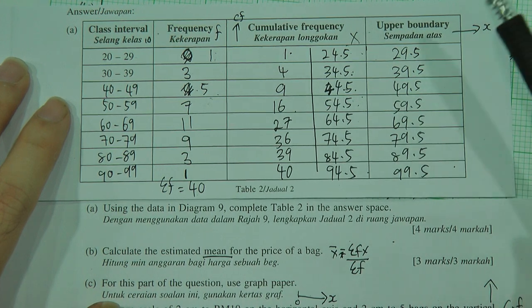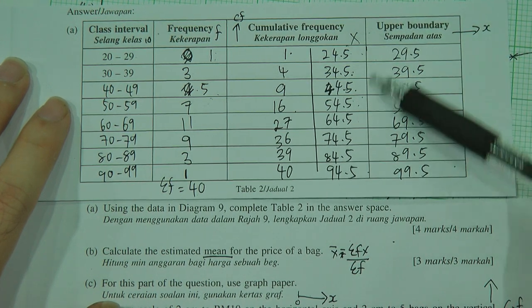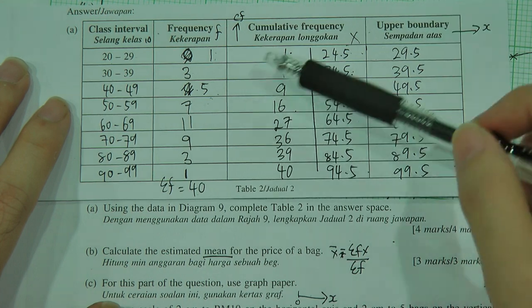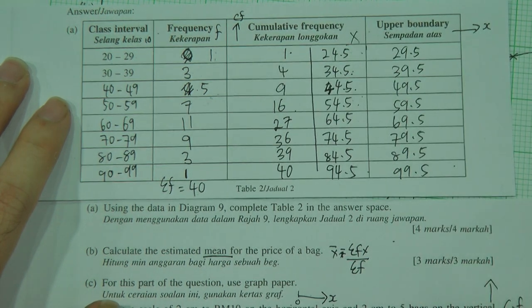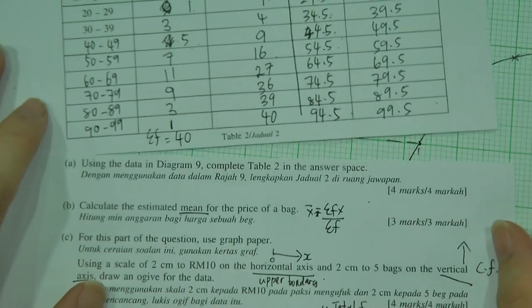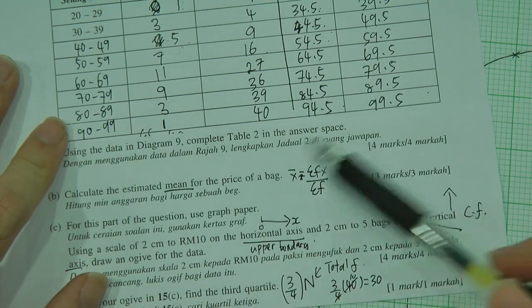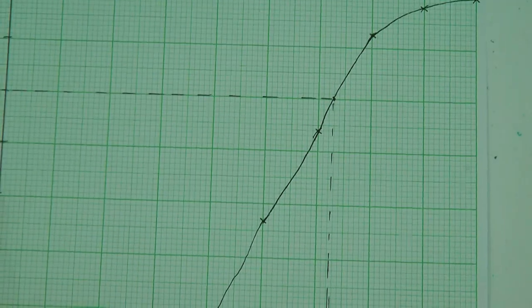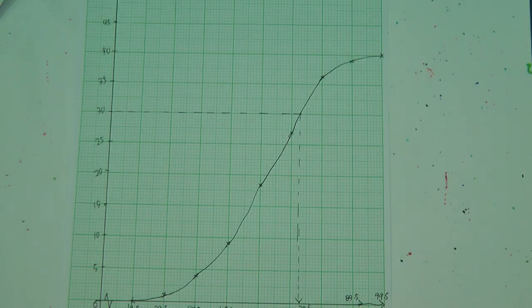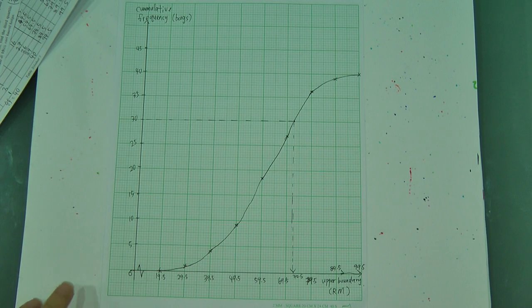And remember, when you draw Ogive, must use upper boundary for your x-axis and cumulative frequency for your y-axis. Okay, and then just make sure you know about the formula for mean, and then just make sure you know how to draw the Ogive, and then I believe you will get the full marks for this question.